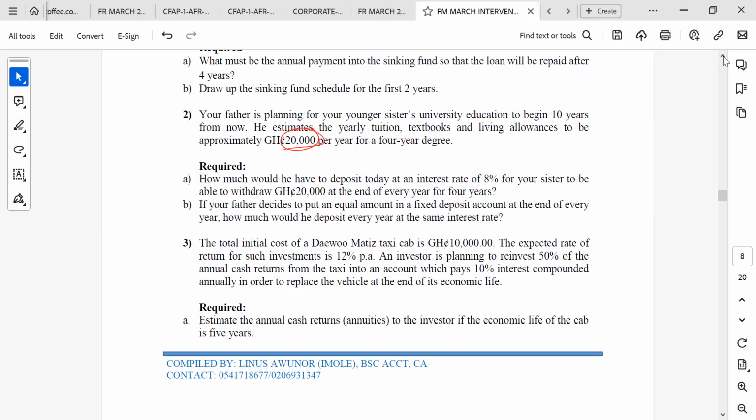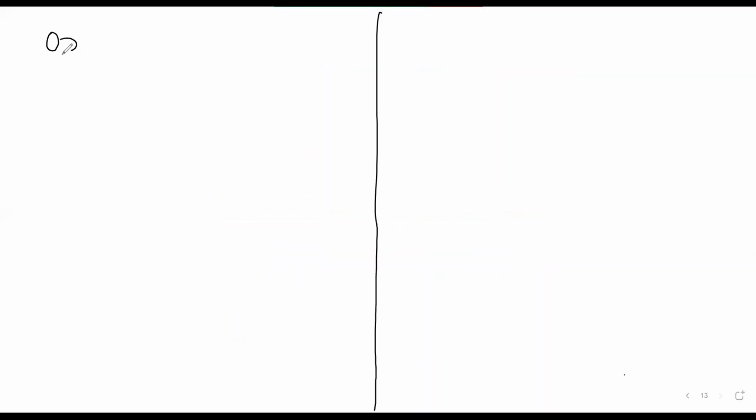So what amount should we put in the bank today so that at the end of every year, you'll be taking 20,000? So what we do is that we assume that today is the first day that your sister is going to start schooling. So your father wants to deposit the money today so that at the end of every year, your sister will be taking 20,000. So how do we find it? We find the present value of ordinary annuity. That will be question 2.